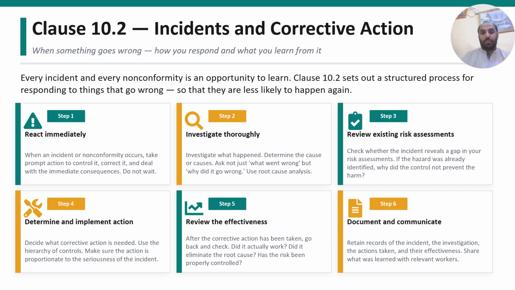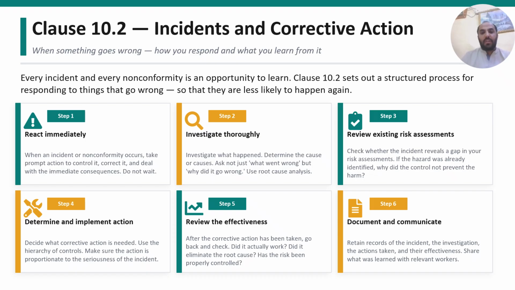Clause 10.2 sets out 6 steps for responding to incidents and non-conformities. The first step is to react immediately. When something goes wrong, you act without delay. You take control of the situation. You correct what can be corrected. You deal with the immediate consequences. You do not wait for a formal process to begin before taking action.